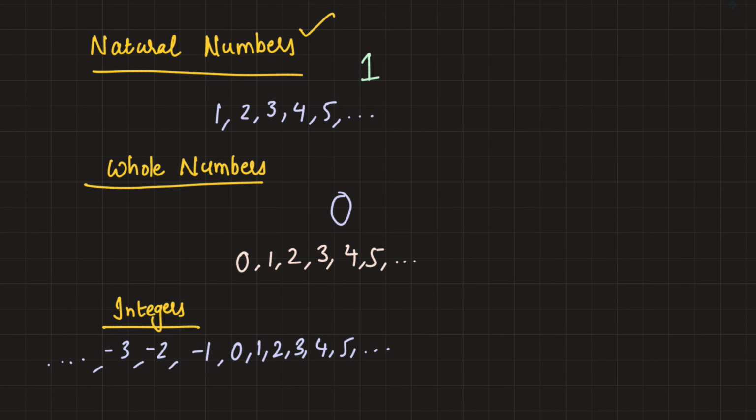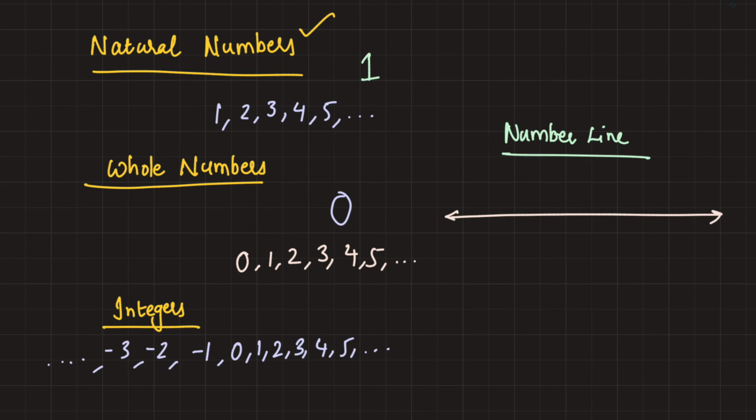Let's represent these numbers on a number line. First we have the number 0. Now where would -5 lie on this number line? It would lie somewhere to the left of 0. Where would number 3 be? 3 would lie somewhere on the right side of the number line.